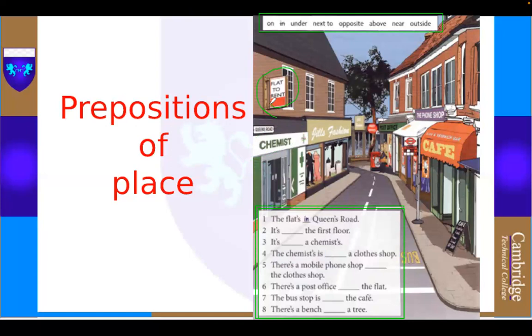Okay. The bus stop is here. This is the bus stop, and this is the tree. They're talking about the tree and the bench. The bench is a wooden chair outside, like you can find in the parks. And this is the post office.